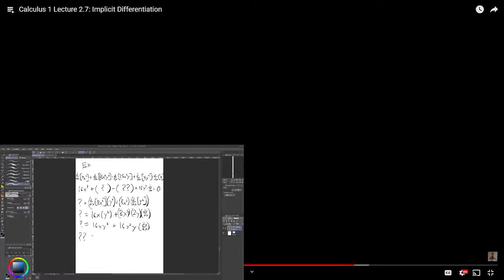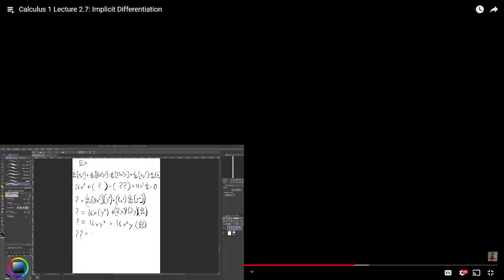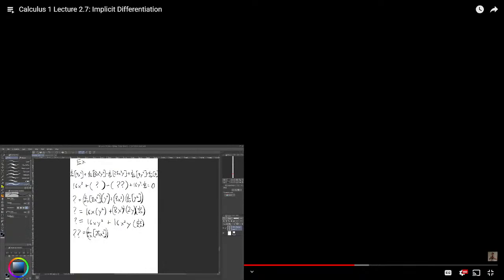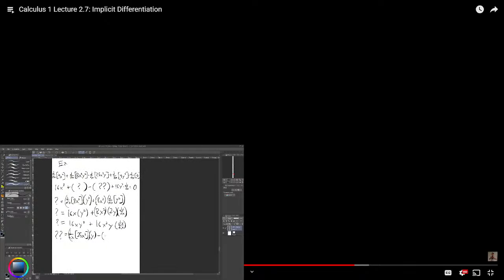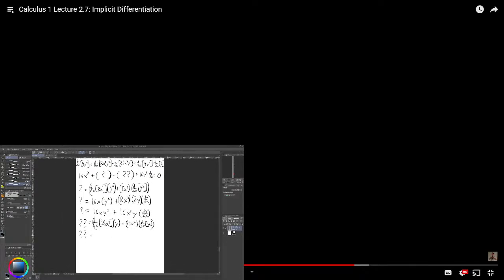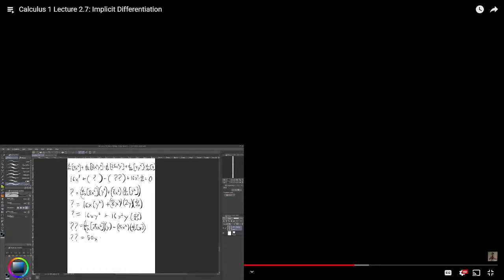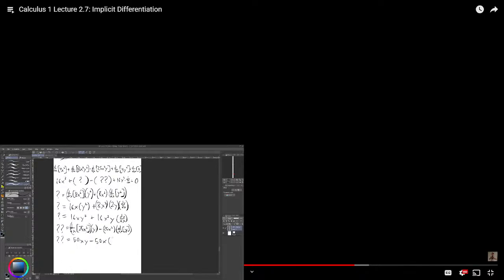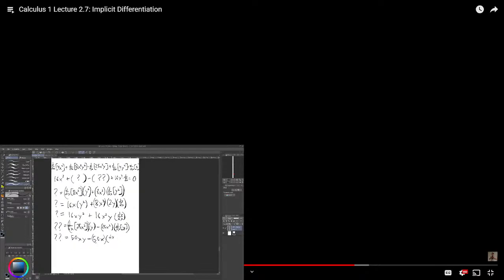For this one, 25x squared: d/dx of 25x squared times y minus 25x squared d/dx of y. That gives 50xy minus 25x squared times dy/dx, which is 50x times dy/dx.